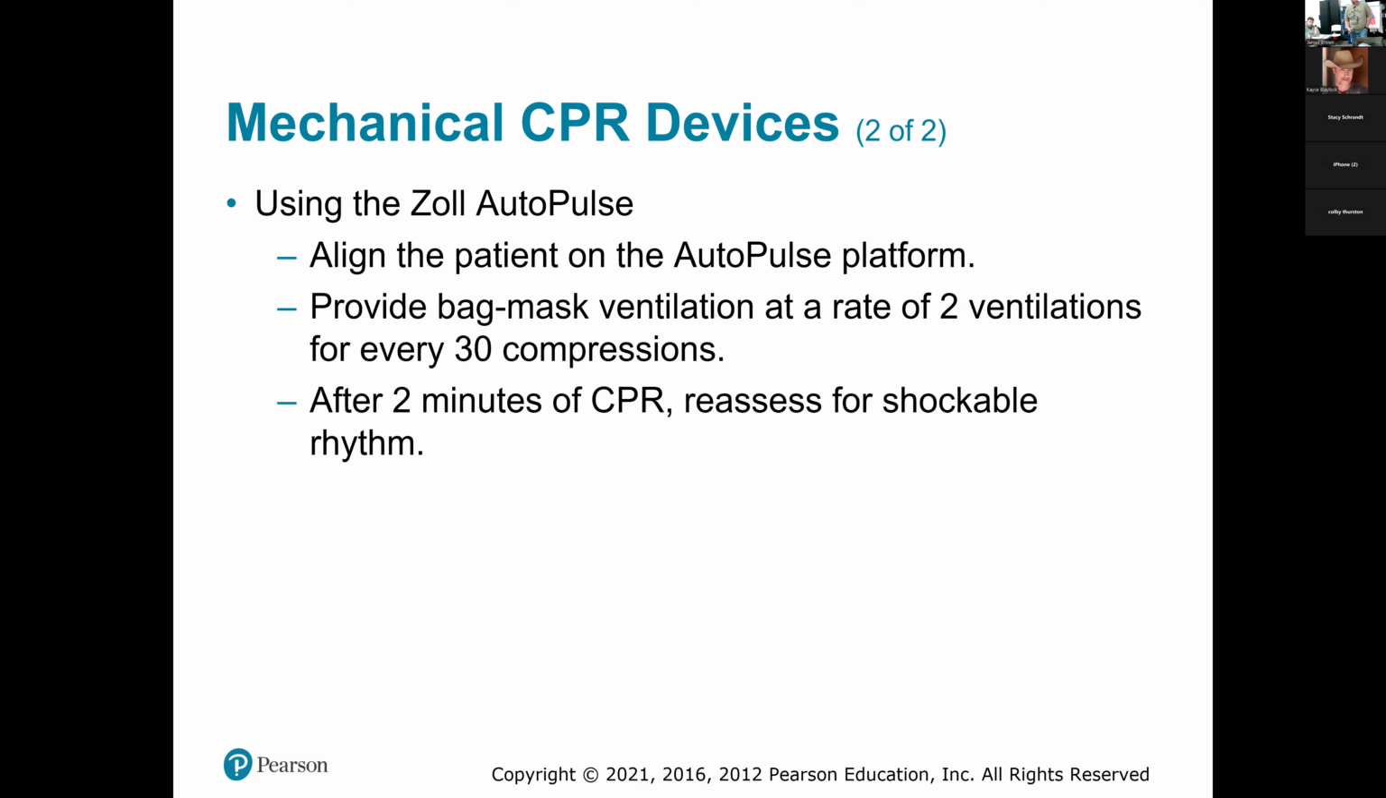The Auto Pulse, again, has 2 settings. It has a continuous setting and a 30 and 2 setting. And these do not work on infants and children, small children. So you got to be aware of that. With those, you're still going to be doing manual CPR. I think the Lucas was no children that's like 8, I think. It's either 8 or 12 years of age to use it on. And I believe it's the same with the Zoll.